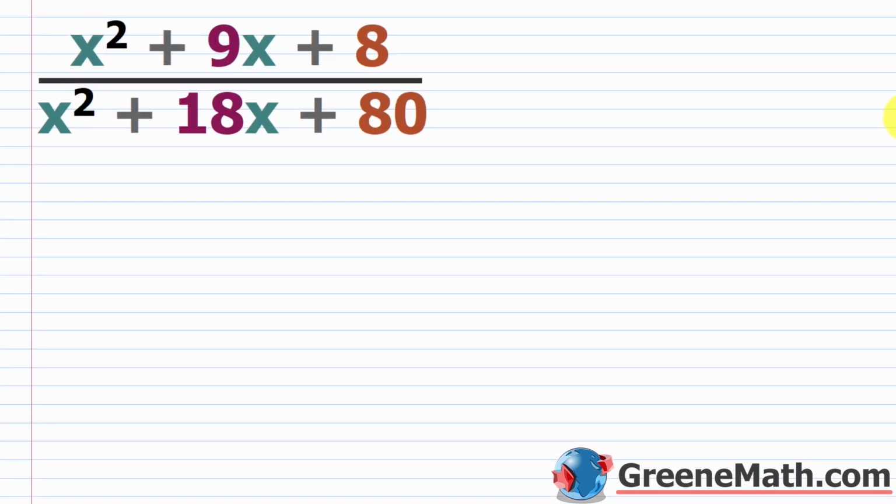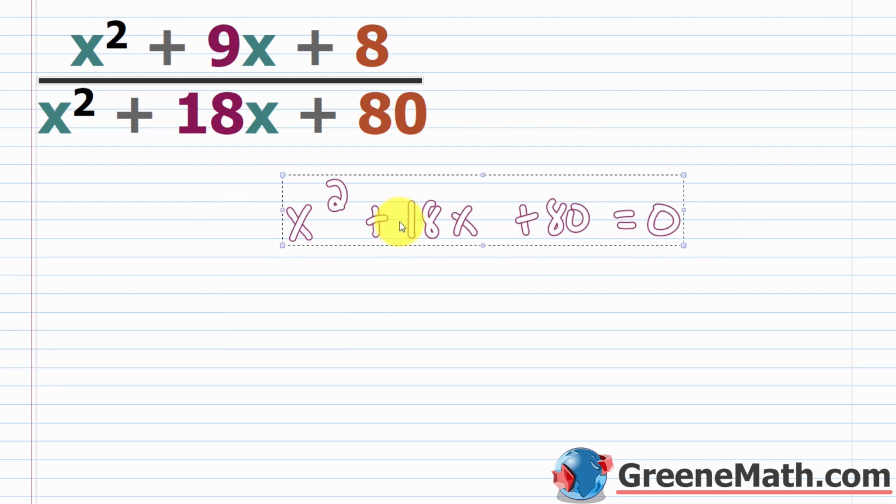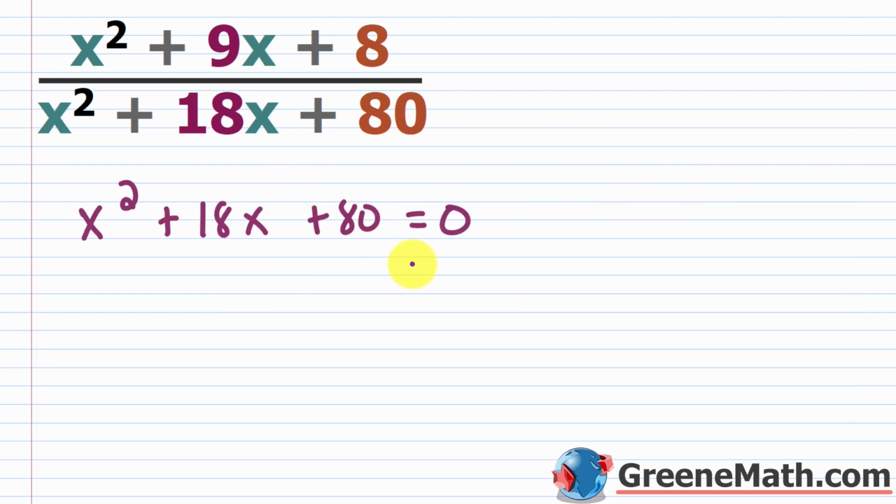So here we have x squared plus 9x plus 8 over x squared plus 18x plus 80. What I'm going to do here is take my x squared plus 18x plus 80. Again, this is my denominator. I'm going to set it equal to 0. Let me scooch this down here real quick. And then I'm just going to solve this equation.